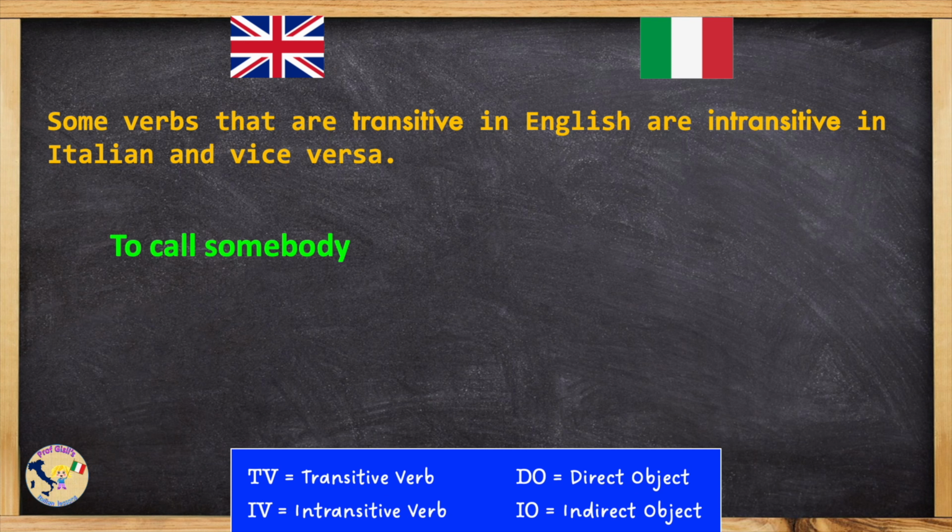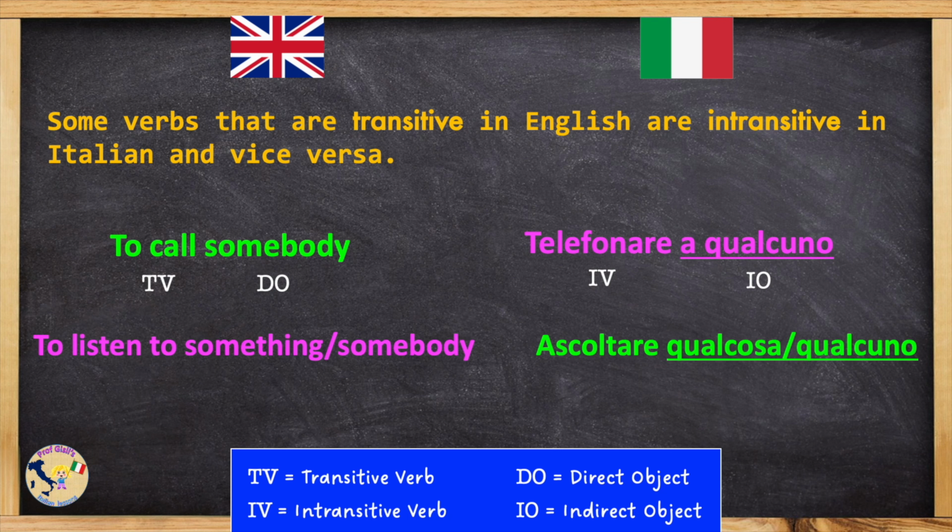Take, for example, the English verb to call somebody. This verb is transitive and it is followed by a direct object, somebody. But translate this into Italian and you get telefonare a qualcuno, where telefonare is an intransitive verb and a qualcuno is an indirect object. Another example, to listen to something or somebody, ascoltare qualcosa o qualcuno. In English, to listen is an intransitive verb and to something or to somebody is an indirect object. But in Italian, ascoltare is a transitive verb and qualcosa or qualcuno is a direct object.